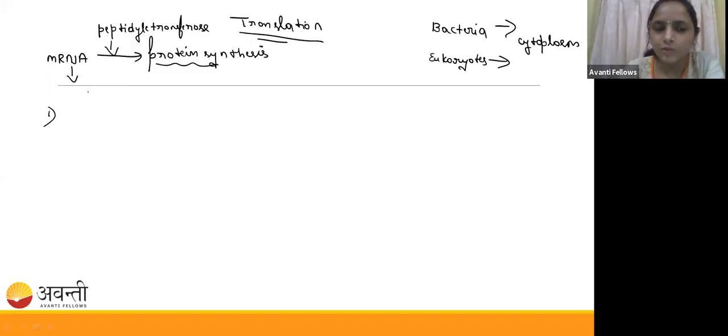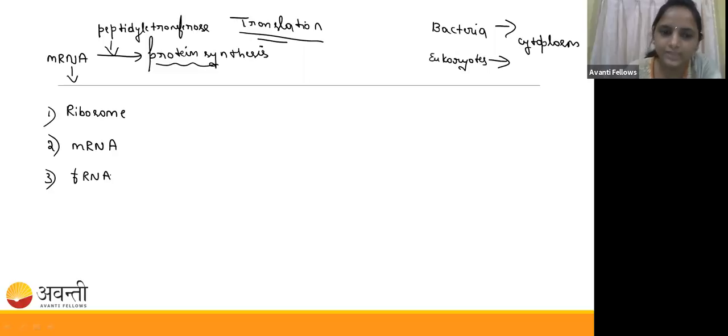Okay. Now, for the translation, what are the requirements we need? Now we are going to prepare the protein. So what are the things we require for the protein synthesis, guys? Tell me one by one. So we are going to note that. Prachi already told that a ribosome is required. And we require an mRNA, right guys? mRNA we require. Then tRNA.